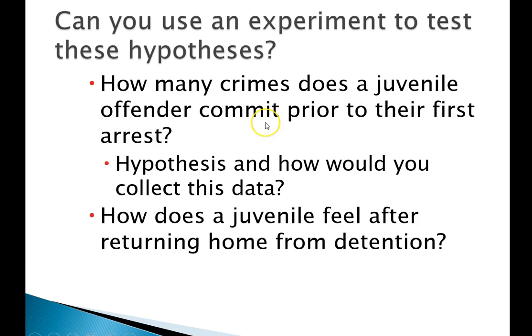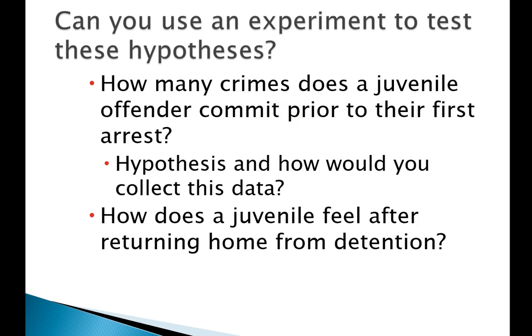So there's no intervening cause. There's nothing that you're putting in there. You're not separating your two groups and giving them an intervention, a program. Now, you could use an experimental method if you were testing the two differently. For instance, if you had two groups and you wanted to see which group recidivated more after incarceration, that would be an experiment.